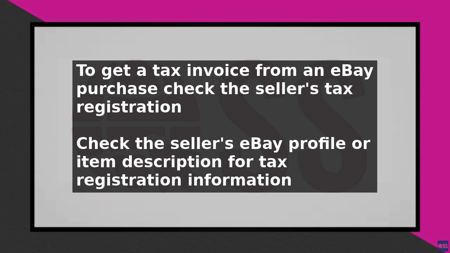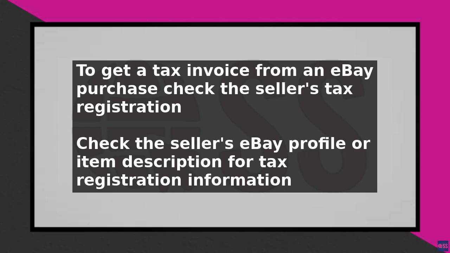Once it is confirmed that the seller is registered for tax, the next step is to contact the seller directly. This can be done through eBay's messaging system, which allows buyers to send messages to sellers. The buyer should request a tax invoice from the seller, providing their name, address, and the order number.